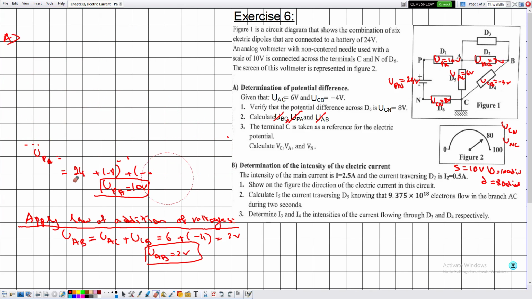Now in number 3, they are telling me that C is taken as a reference electric potential, and we are interested in determining VC, VA, and VN. So let's start by VC, which is equal to 0, and the reason is given by reference electric potential.